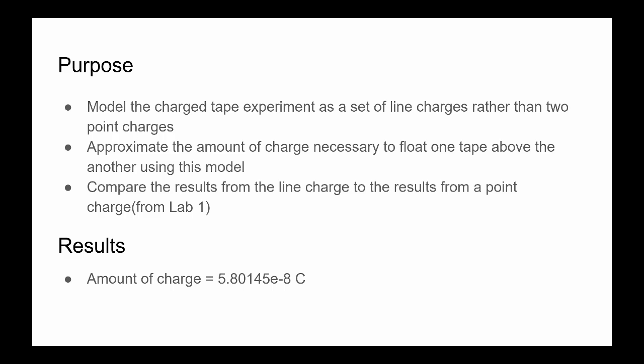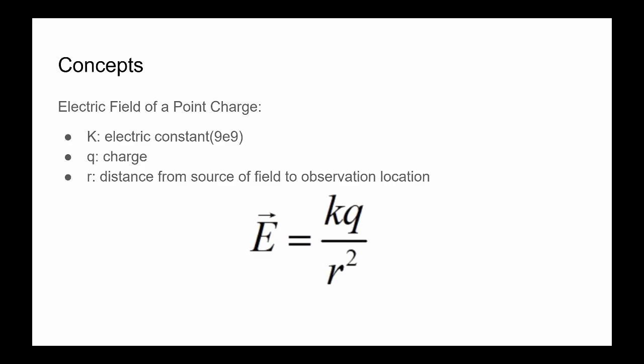The main result from this lab was that the amount of charge on one piece of tape is 5.80145 times 10 to the negative 8th coulombs. The first concept that's important for this lab is the electric field of a point charge, which is pretty basic. K is the electric constant, Q is the charge of the point of the electric field you're trying to find, and R is the distance from the source of the field to the observation location.